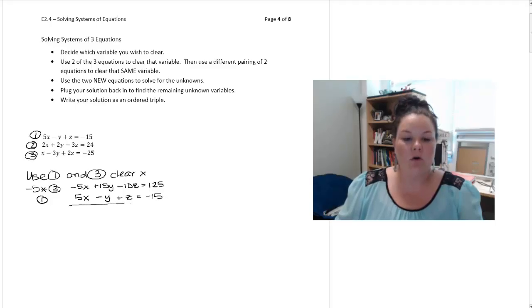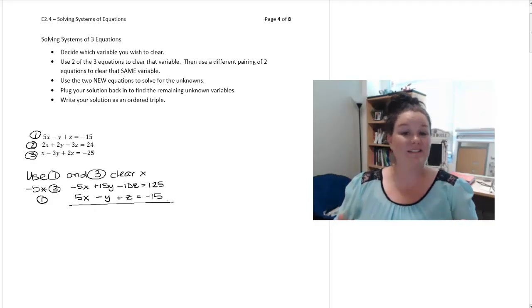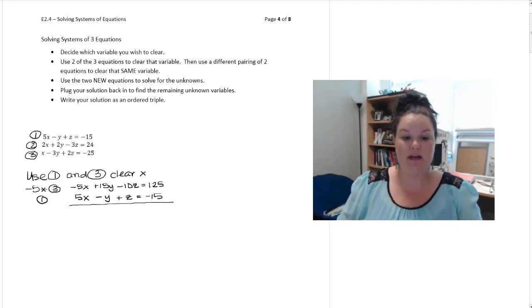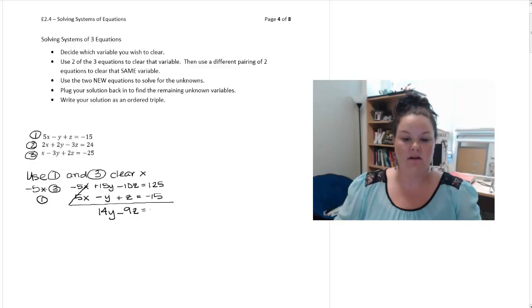And remember, our goal was to combine these two equations so that our x's will cancel out, which is going to happen now because our x's are -5 and +5. So when I combine down, that becomes 0, right? And then I combine down on all the other terms as well. So 15y minus y leaves me with 14y. -10z plus z leaves me with -9z. And 125 minus 15 leaves me with 110.